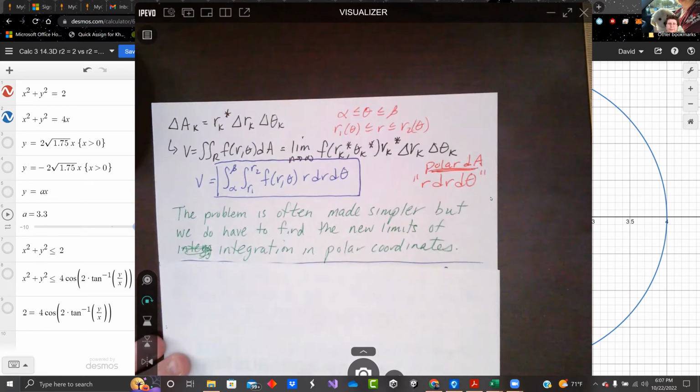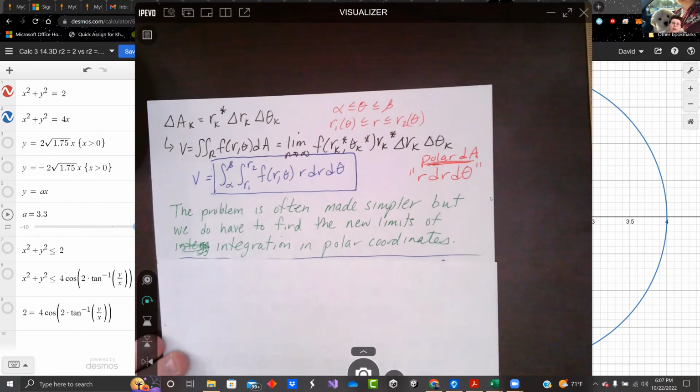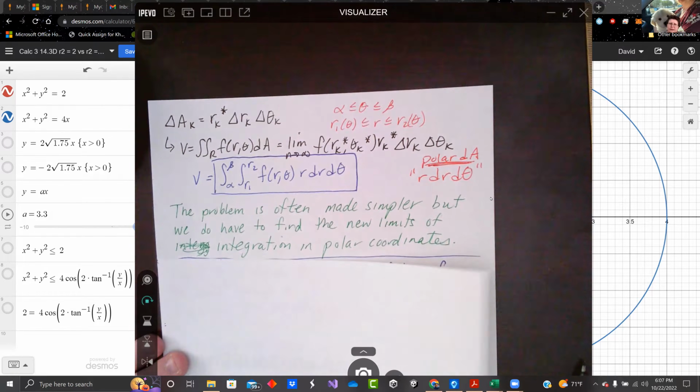It's important to remember. And it kind of flows off the tongue, r dr d theta. So many problems are often made simpler by this. We have to find the new limits of integration if we're in x squared and y squared though.